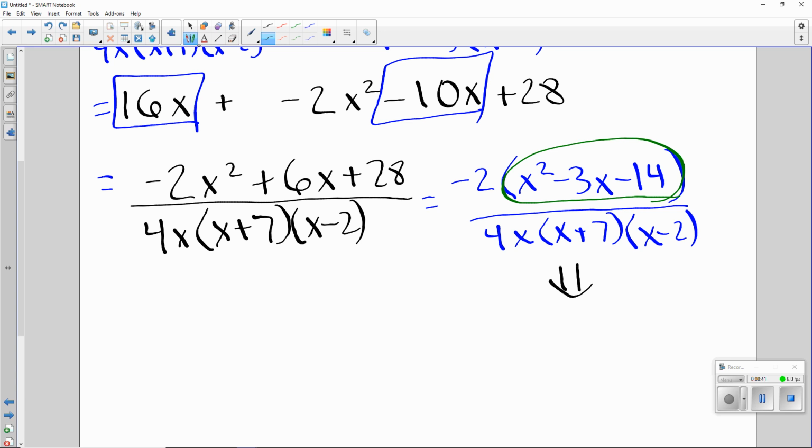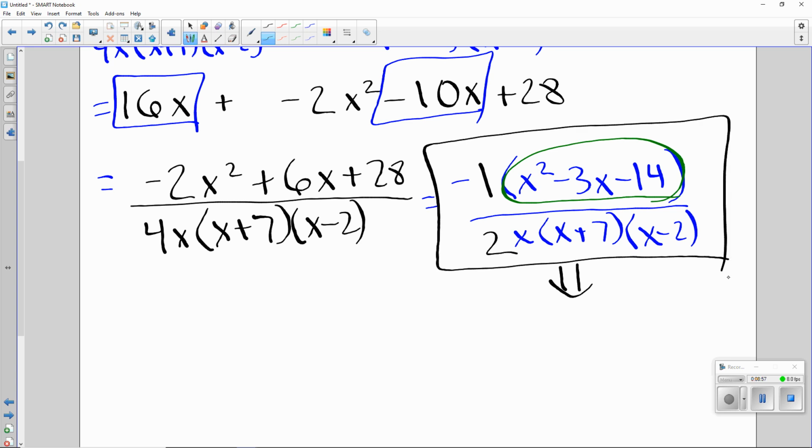So we actually can do one little bit of reducing. The negative 2 over 4 will reduce to negative 1 over 2. Don't really need to write that. Negative 1, but that's our answer.